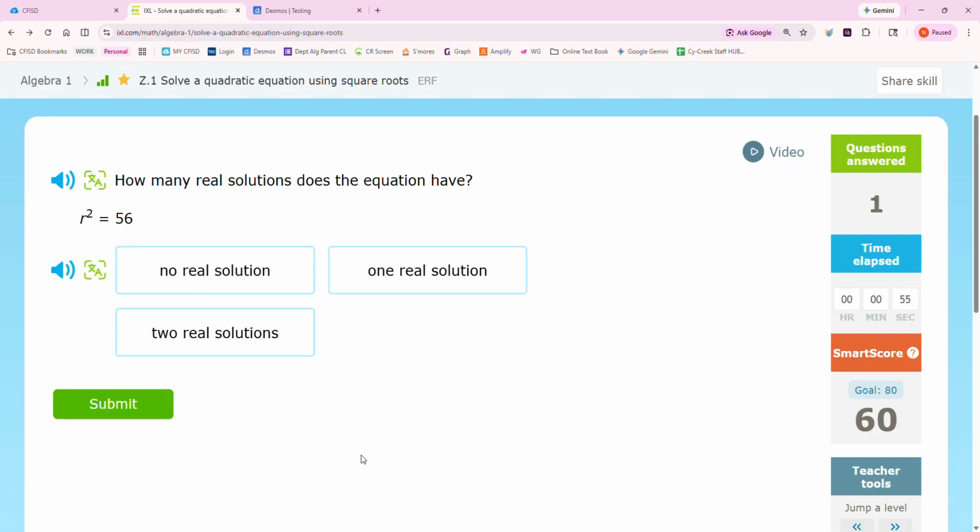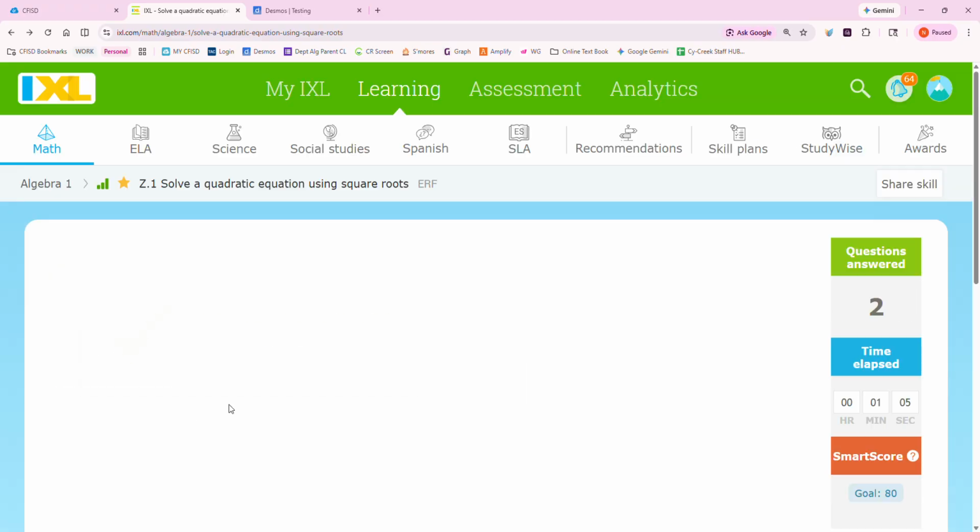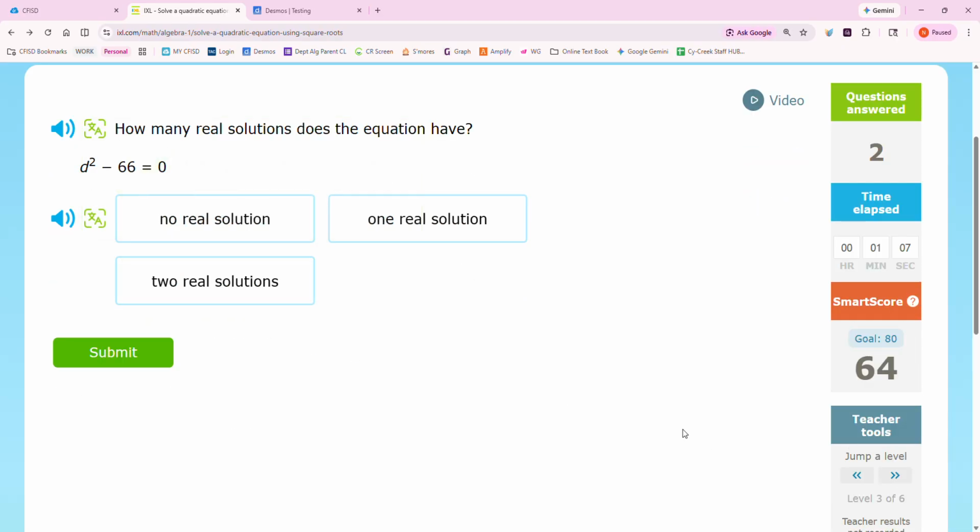All right, so you're doing the same thing. This one's going to have two real solutions because our 56 is positive. So when you take the square root of 56, you're going to have a positive and a negative. All right, I'm going to go ahead and jump it up a level.